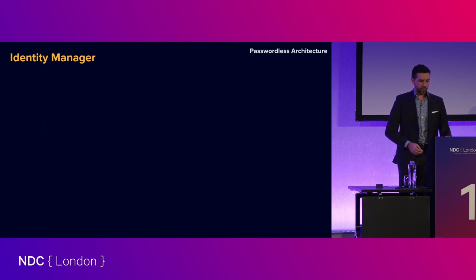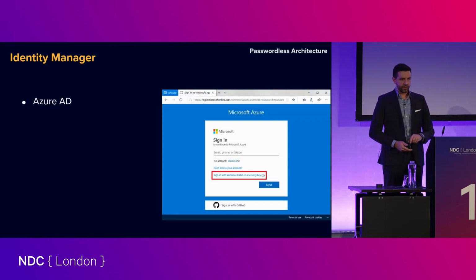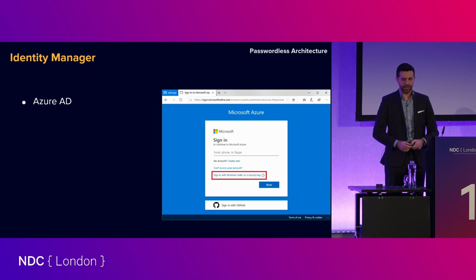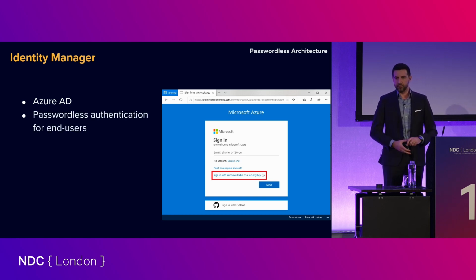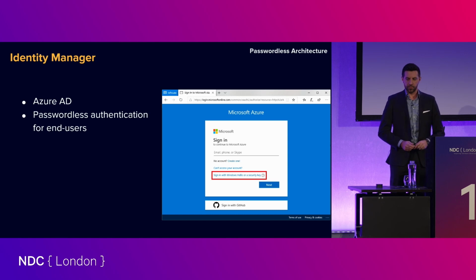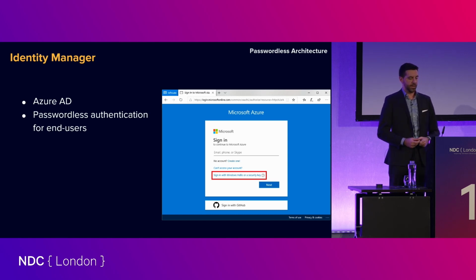So we'll start over with our identity manager. In this case, we're going to use Azure Active Directory, and we choose this for two reasons. One, because there seems to be more of a Microsoft crowd at this conference, but two, because it supports passwordless authentication for end users. And you can see that in the red box in the image. You can log in with WebAuthn, FIDO2, and use a security key or biometrics to log in without actually typing in a password.